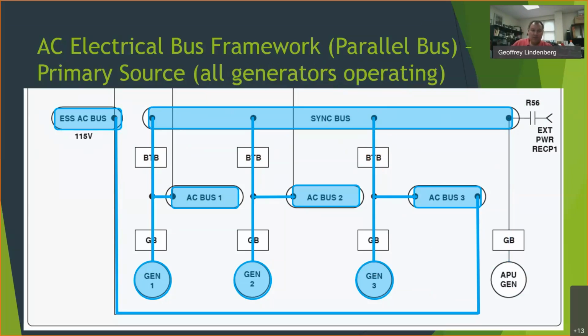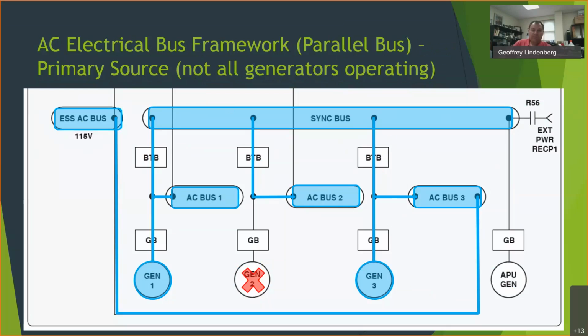Now what happens is if we lose a generator, say generator 2 goes out, now you can see we've lost the power coming up from the bottom. We've lost this power coming from generator 2. And now we have power coming down from the sync bus. And this bus 2, the items on it won't even necessarily see a change.